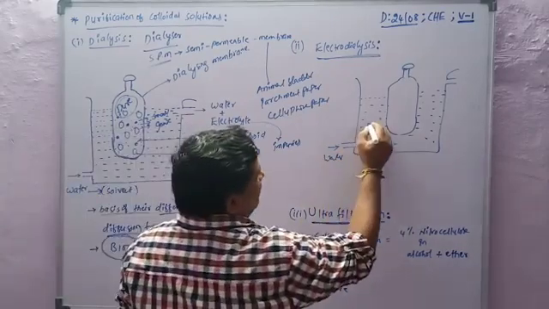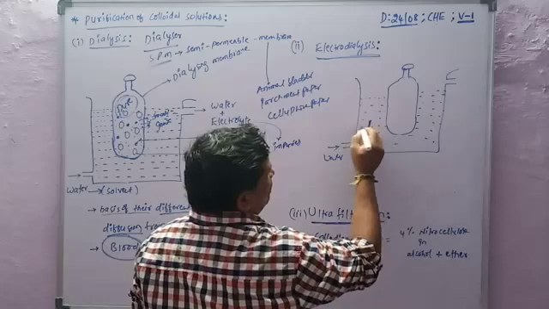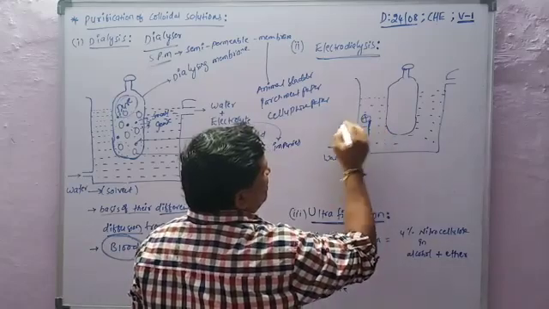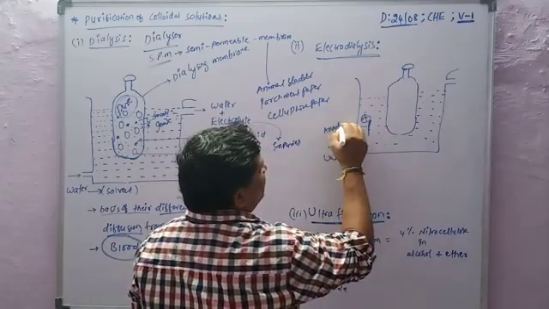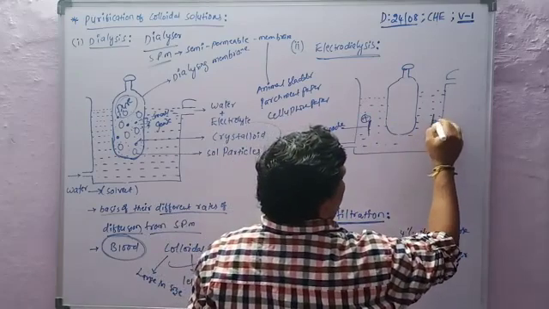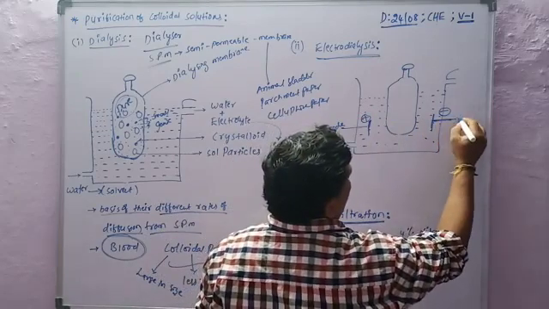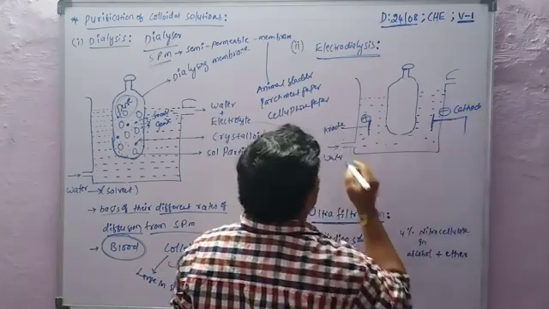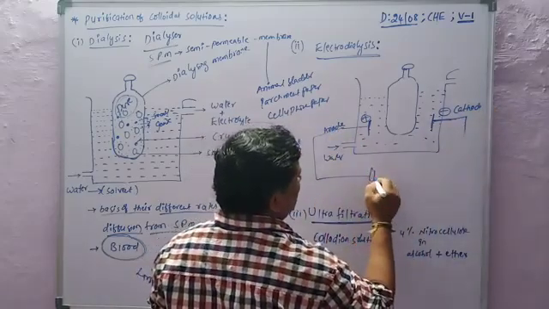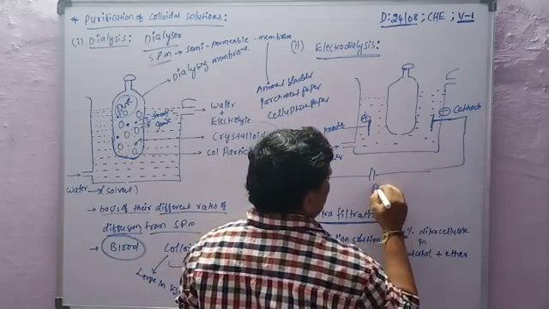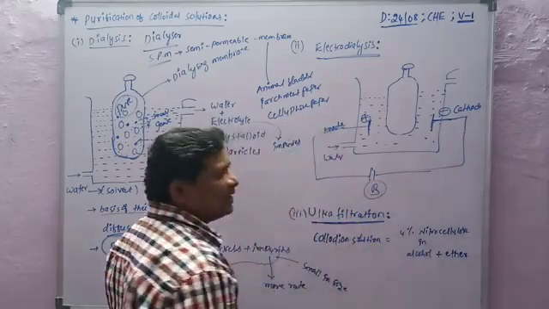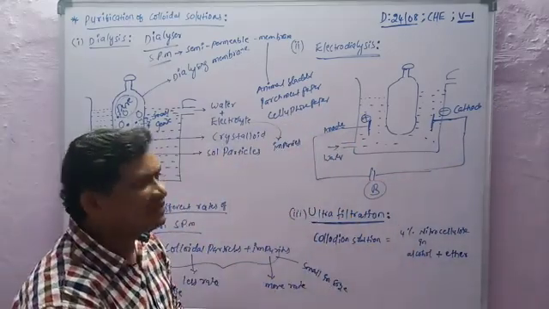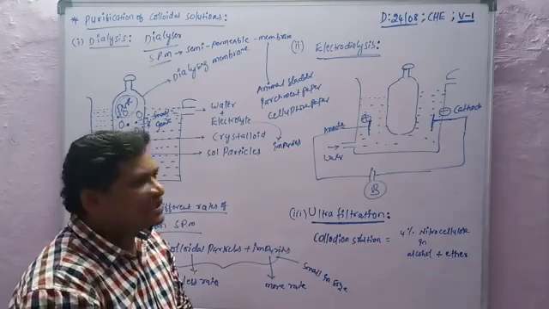One electrode is positively charged, the anode. The other is the negatively charged electrode, the cathode. These two electrodes are externally connected to a battery, and then electricity is passed through in this process.